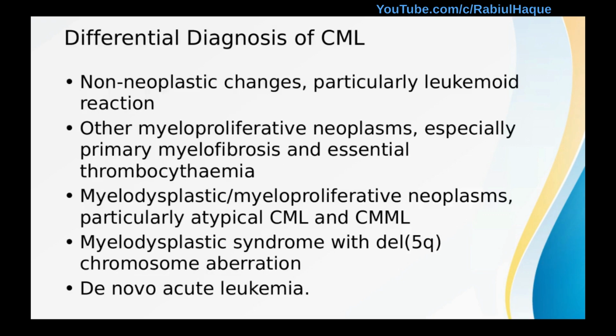The differential diagnosis of chronic myeloid leukemia will include non-neoplastic changes, particularly leukaemoid reaction, other myeloproliferative neoplasms, especially primary myelofibrosis and essential thrombocythemia, myelodysplastic or myeloproliferative neoplasms, particularly atypical chronic myeloid leukemia and chronic myelomonocytic leukemia, which is written as CMML, myelodysplastic syndrome with deletion of the long arm of chromosome 5, and de novo acute leukemia.